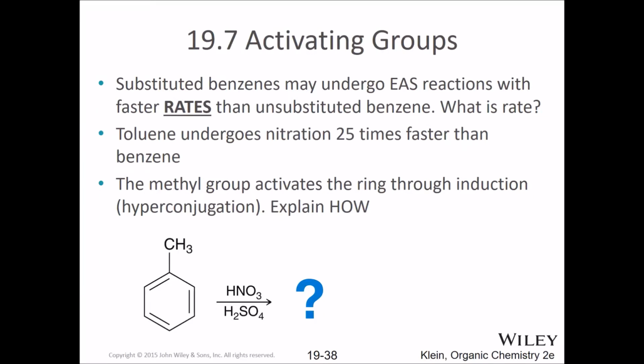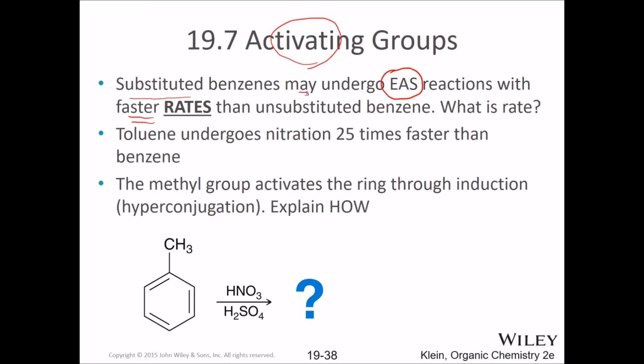All right, so now we've really talked about electrophilic aromatic substitution in great detail. It turns out that we have a way of making EAS faster, and that's by putting an activating group on it. Substituted benzenes may undergo EAS reactions with faster rates than unsubstituted.